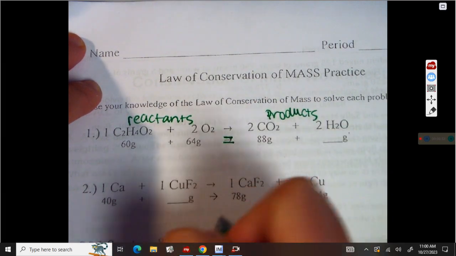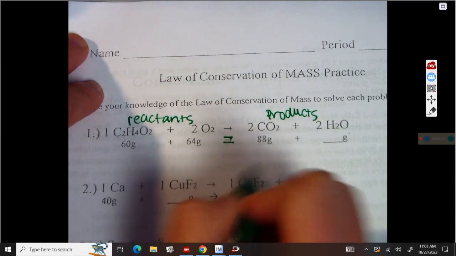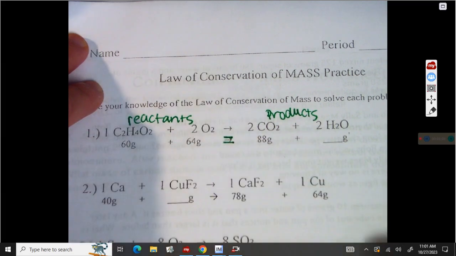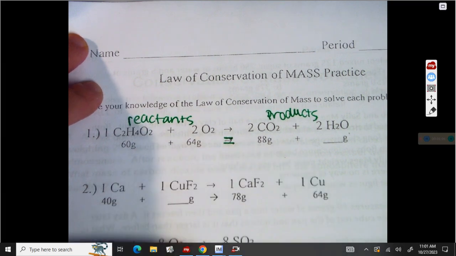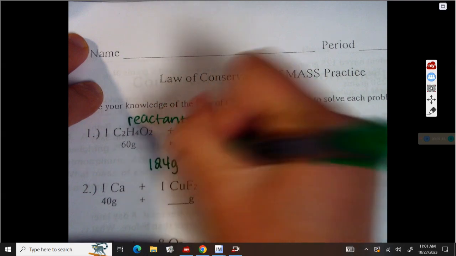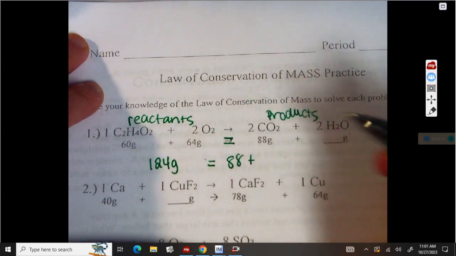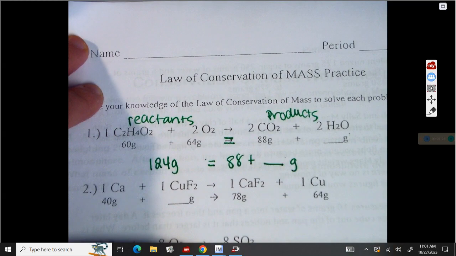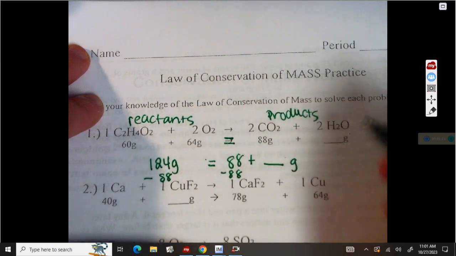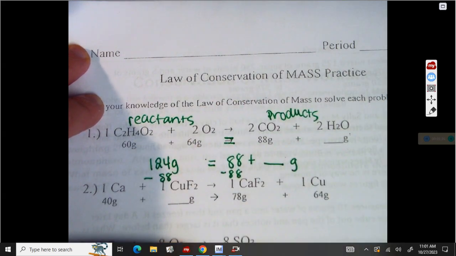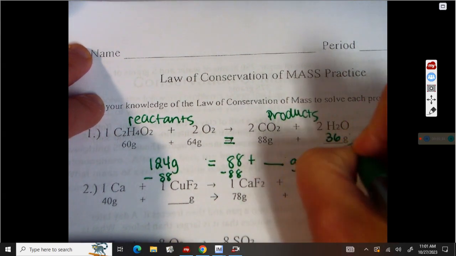Okay, so just like in math, if you had a variable, what you would do is add together the side that you know and then subtract what you have on the right side with your variable from your total. So if I had my calculator, which you need your calculator out, I would add 60 plus 64 to get a total of 124 grams on the left, on my reactant side, equals 88 plus blank. When I do my subtraction, I subtract 88 from both sides. And what I get is that 124 minus 88 is 36. So 36 would be what I add to that blank over there.